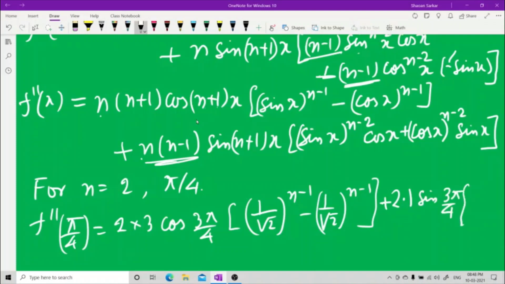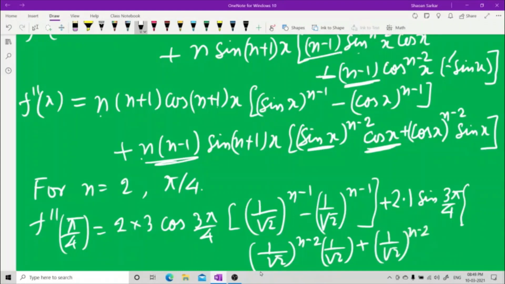Let's write the bracket here: sine pi by 4 is 1 by under root 2, 1 by under root 2 to the power of n minus 2, cos pi by 4 is again 1 by under root 2, now plus cos 1 by under root 2 to the power of n minus 2, and sine pi by 4 is again 1 by under root 2. Now this will cancel out each other, they will become 0.